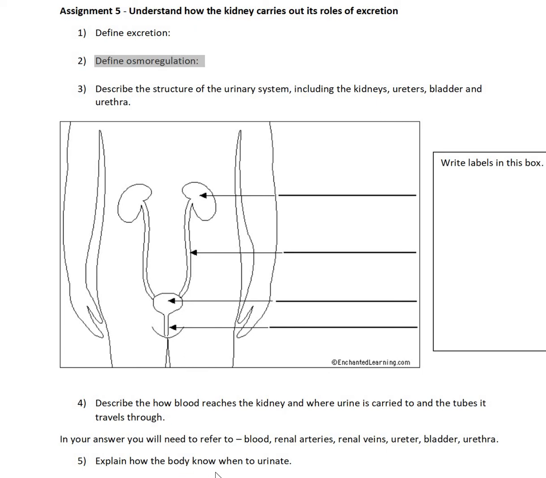Question number 5. Explain how the body knows when to urinate. There are stretch receptors in the muscular lining of the bladder. Those stretch receptors send a nerve impulse to the brain that triggers basically the desire to urinate as a thought, and that results in the sending of a signal for the relaxation of a valve, a sphincter here, that causes the release of urine. So stretch receptors in the bladder trigger the brain to basically know that it needs to go to the loo.